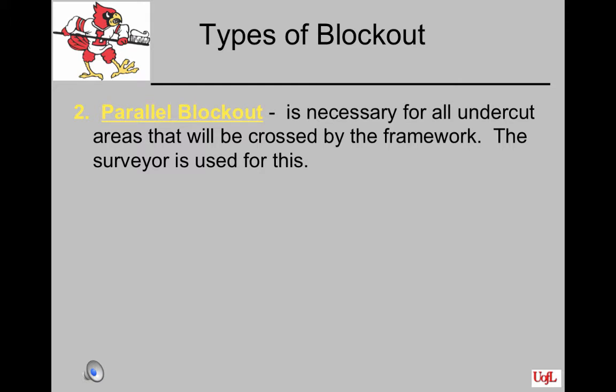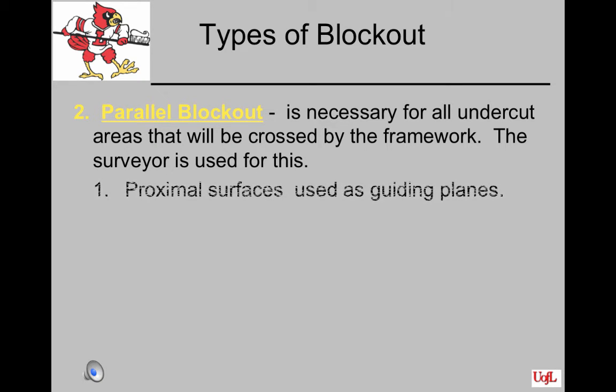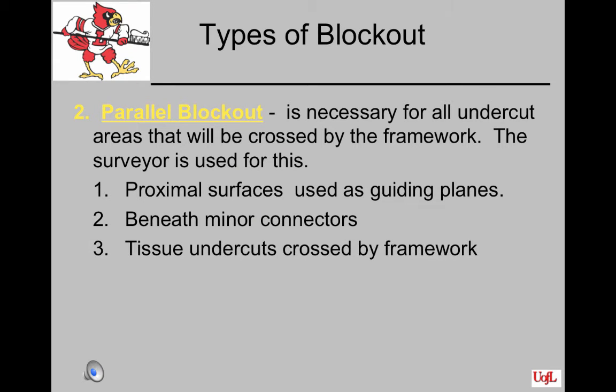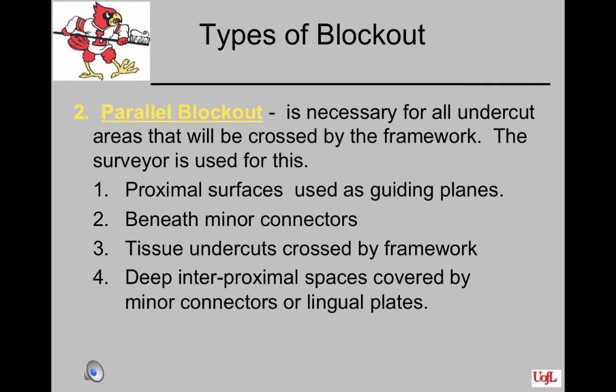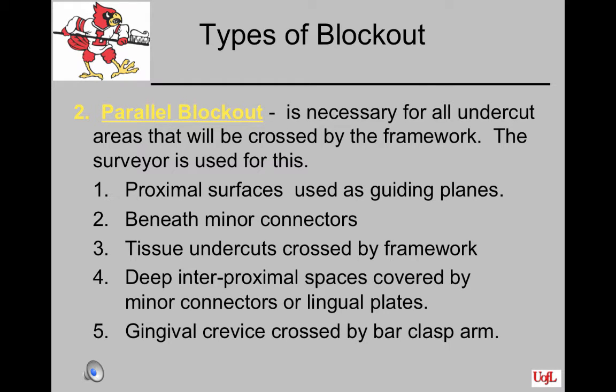Next, we have parallel blockout. It is necessary for all undercut areas that will be crossed by the framework. The surveyor is used to identify these. They include the proximal surfaces used as guiding planes, beneath minor connectors, tissue undercuts crossed by the framework, deep interproximal spaces covered by minor connectors or lingual plates, and the gingival crevices crossed by the bar clasp arm.